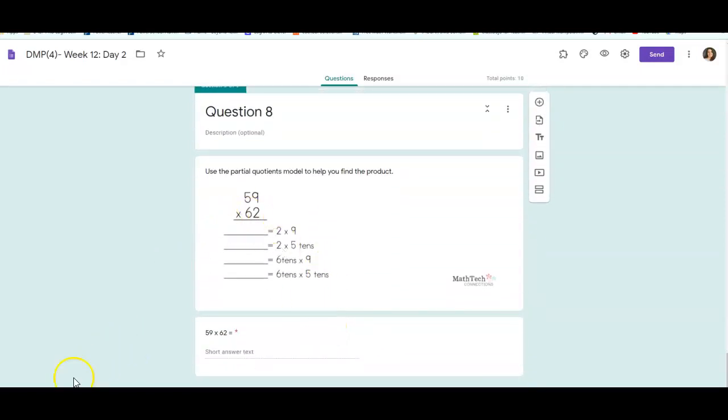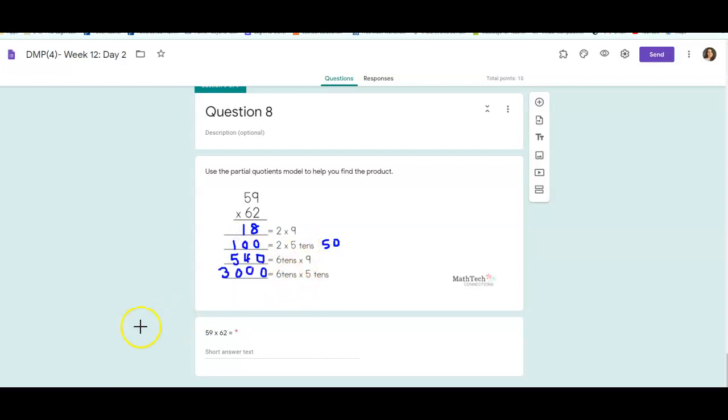And last one, use partial quotients. It should be product. Sorry, we'll keep changing that model to help you find the product. So start with 2 times 9. And then 2 times 5 tenths. So think of 5 tenths as the same thing as 50. Remember, if we know that 2 times 5 is 10, add another 0. And there you go. And keep going.